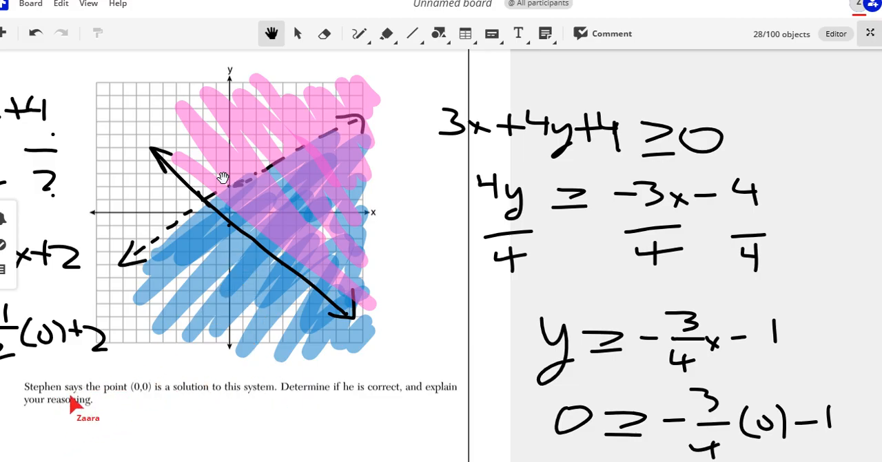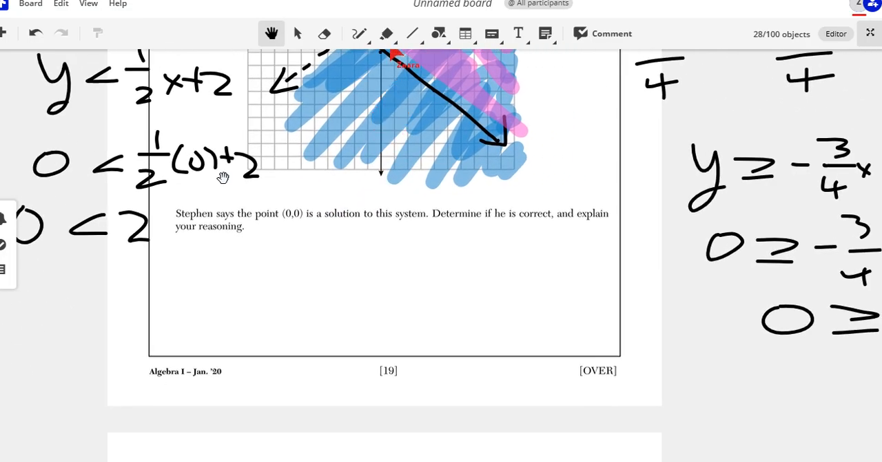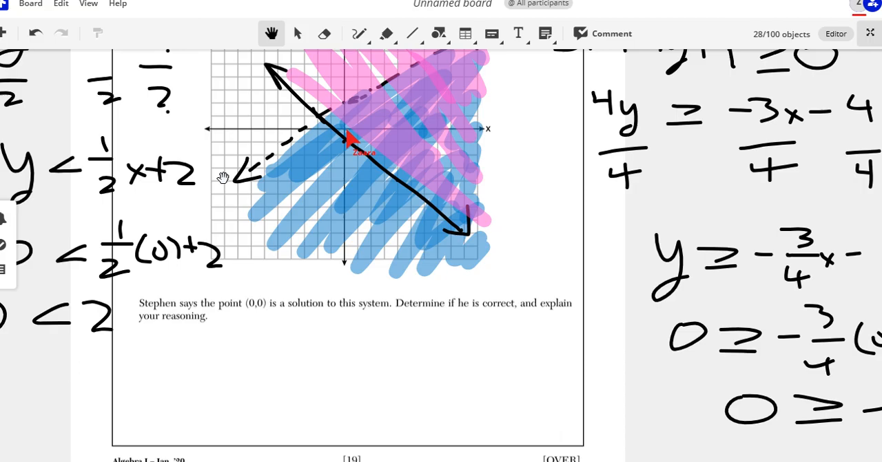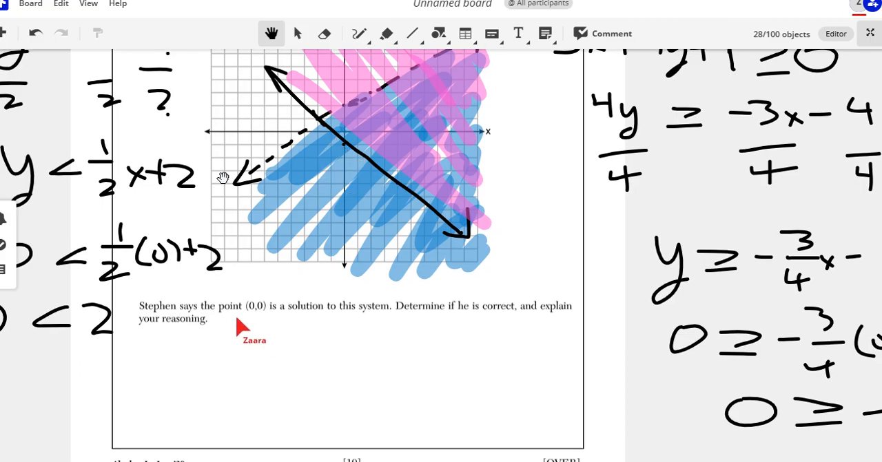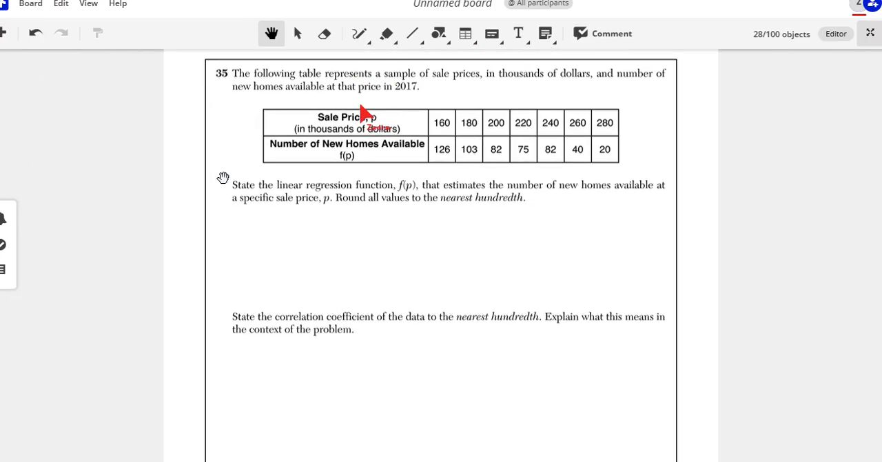Stefan says the point 0, 0 is the solution to this system. Determine if he is correct and explain your reasoning. He is correct because no line is passing through 0, 0. It is in the solution region, so it is the solution point, right? Yep. Scroll down to the next question.